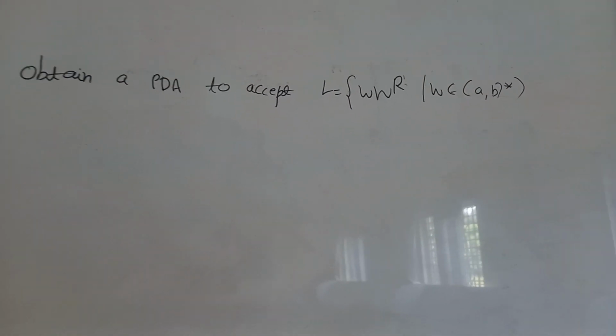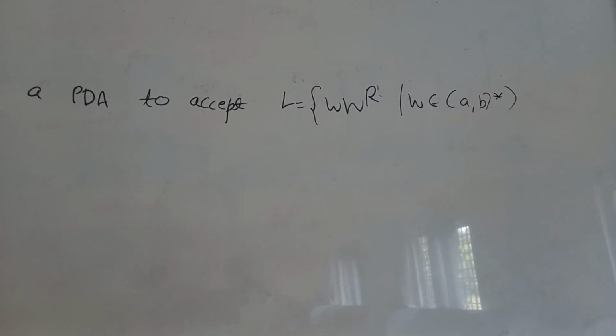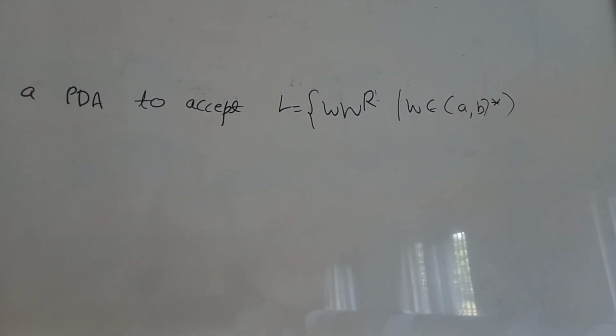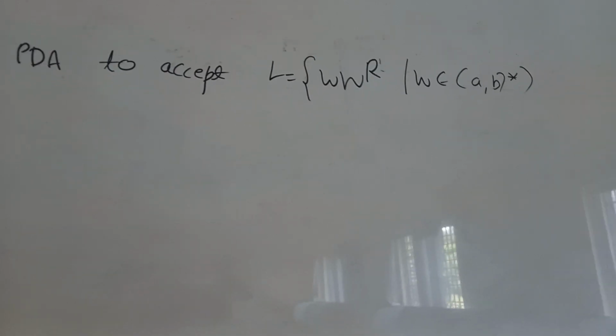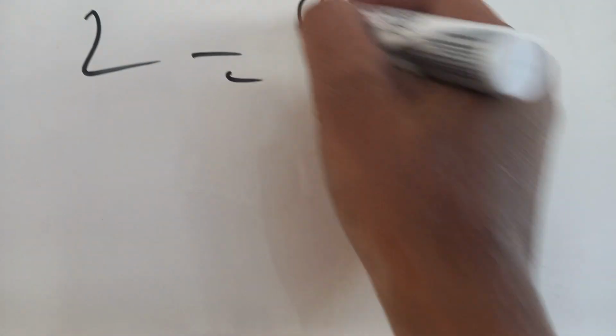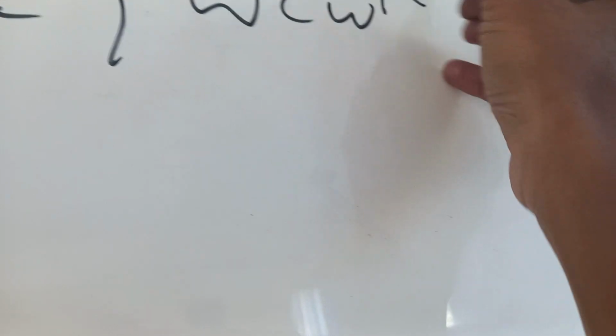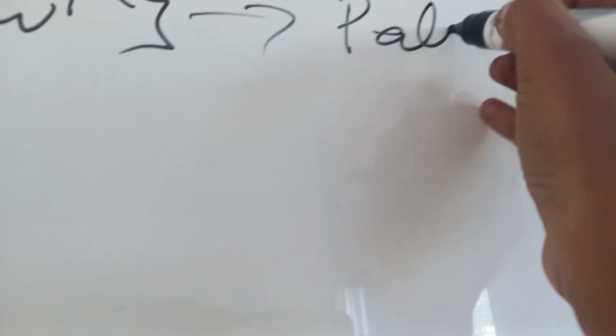So here the problem is: obtain a pushdown automata to accept the language w w to the power of r, where w is in {a, b}*. In the previous video we saw the pushdown automata for the language L equal to w c w to the power of r, where this is an example for the palindrome.